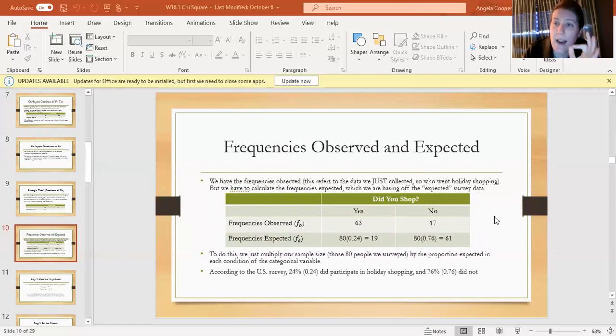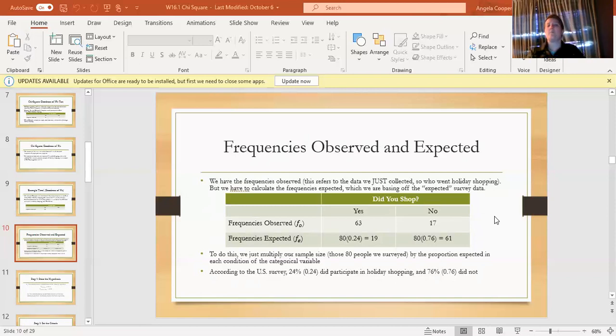So we just multiply 80, our total sample size, by the two percentages. By 0.24, 80 times 0.24 is 19. So 19 would be the yes, I did shop. That's the expected value out of 80 people. If 24% and 76% for yes and no shopping respectively were true, we'd expect to see 19 said they did and 61 said they did not. Well, obviously we know that's not the case.